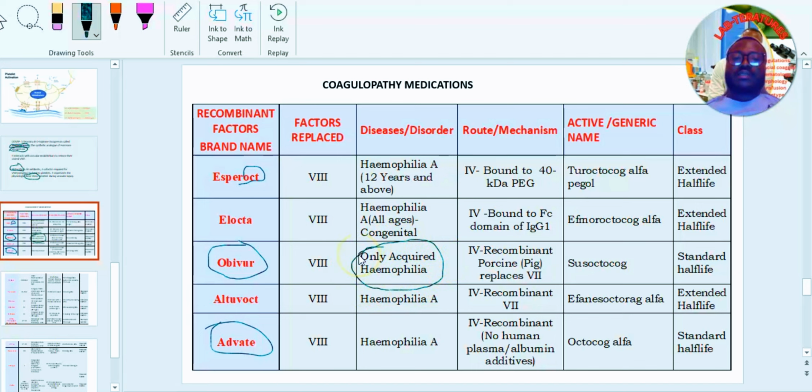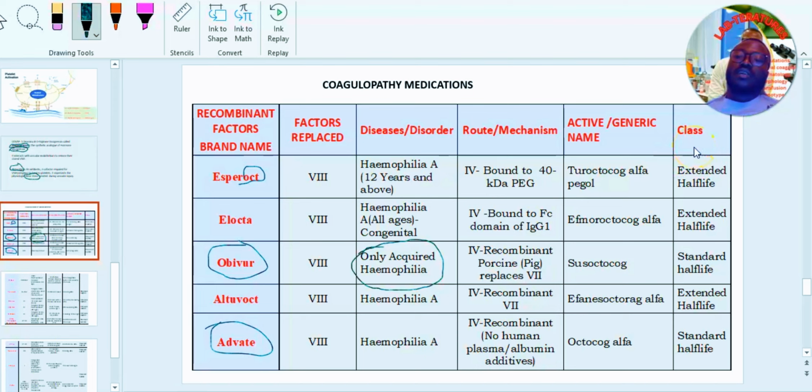But Obizur here is for only acquired hemophilia. And I've explained before that acquired hemophilia is not genetically caused. It is due to autoimmune disease that has destroyed or dissolved away the factor 8 that you want to replace. Here it is a recombinant. So almost all of these are recombinant. Recombinant means it is a synthetic analog that has the structure and function just like the natural one, but it is synthetically produced.